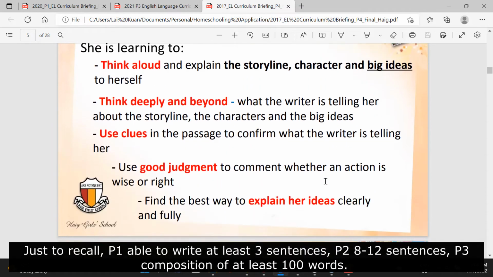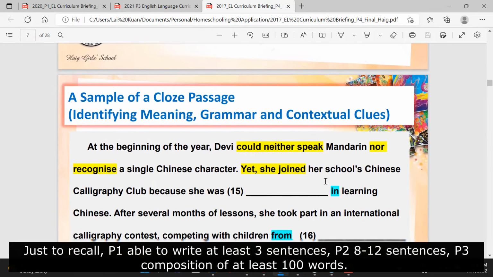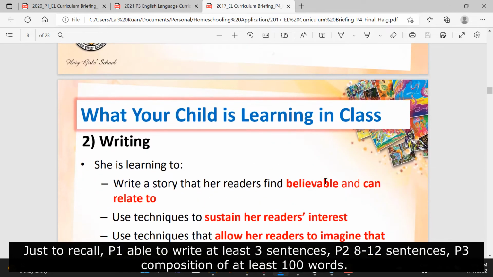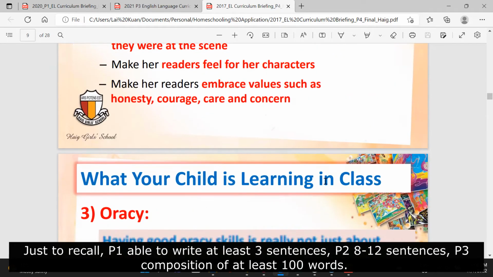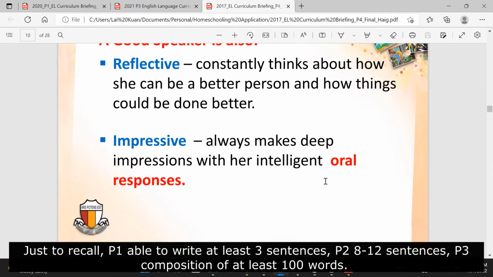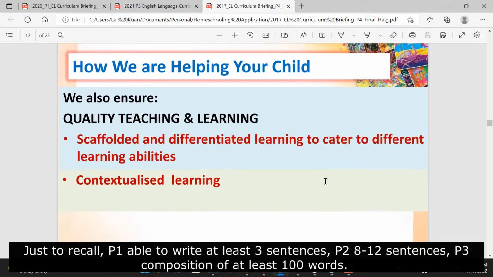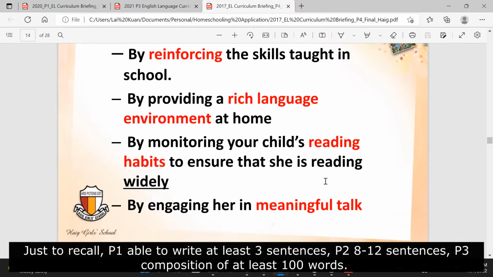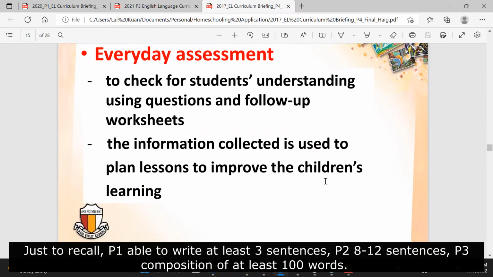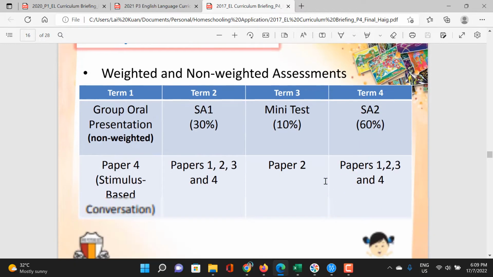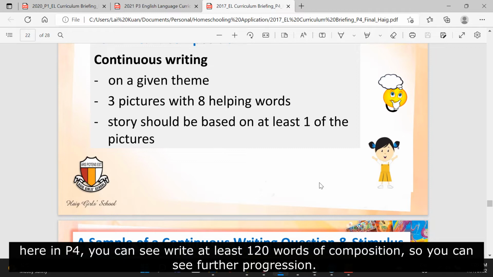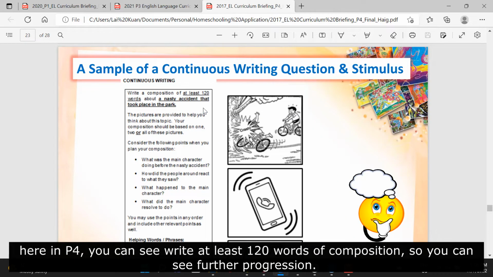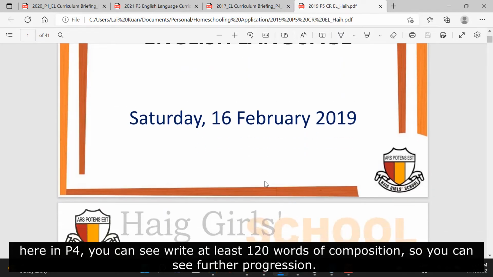So just to recall, primary 1 is at least 3 sentences. Primary 2, you have to write guided writing based on 4 pictures. That's probably 8 to 12 sentences on average. So it definitely has shown an improvement. Primary 3 is when you have to write a composition that flows, at least 100 words, right? See, this is continuous writing. Here you will see in primary 4, it increased a bit, write a composition of at least 120 words. So you can see there is that progression, right?